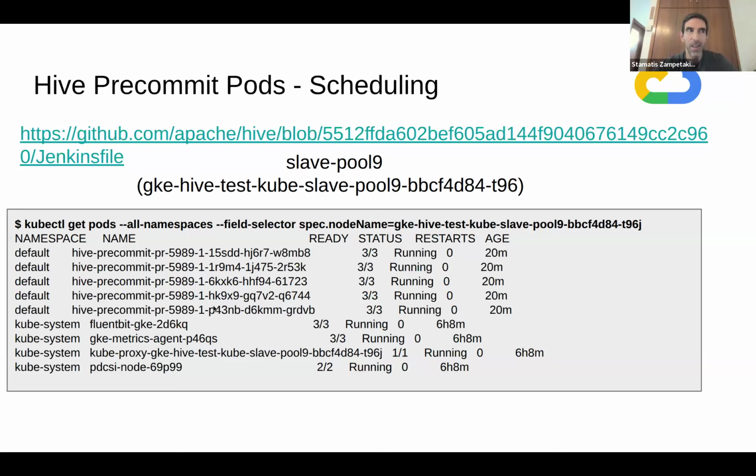So that is to say that in order to run the full pre-commit for a single PR, for this PR, 5989, we cannot fit everything in one node. So we will have this separated into multiple nodes.